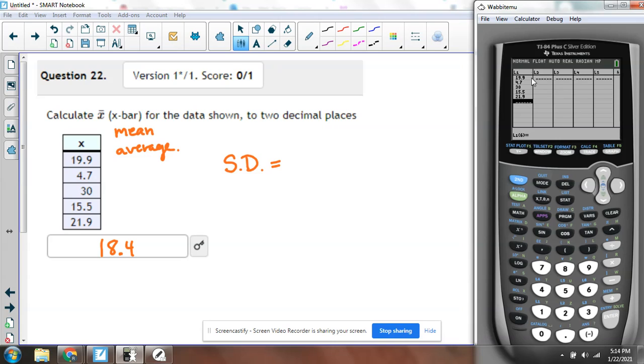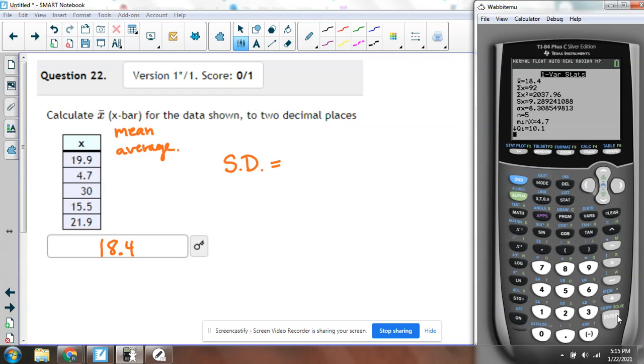Once my data is in L1, I'm going to hit the stat button again. Stat. And want to calculate something. So I'm going to go over to calculate. And I want to calculate some statistics. So statistics on one variable, or one variable statistics, that's option 1. And it wants to know where the data is coming from. Well, I put the data into L1. So I'm going to hit L1, leave frequency blank, and I'm going to hit calculate.